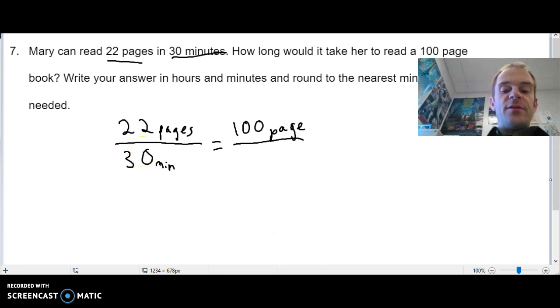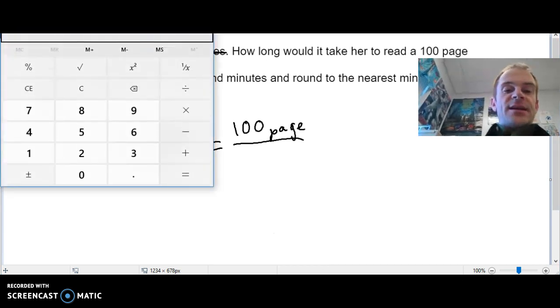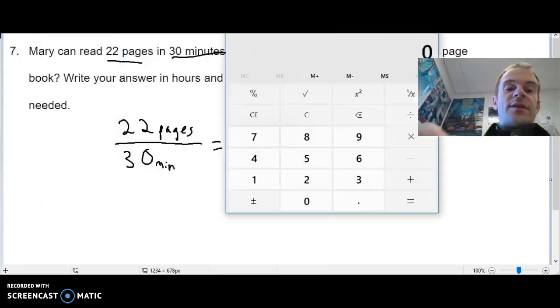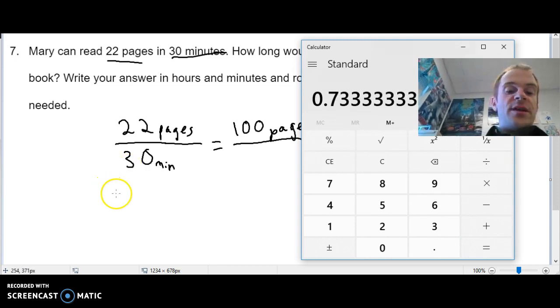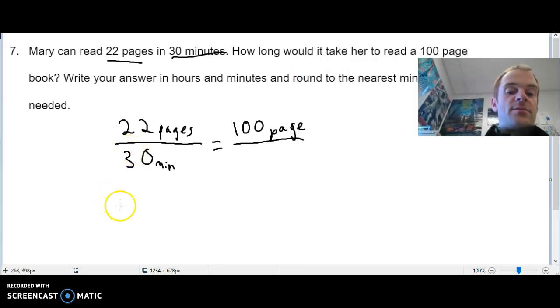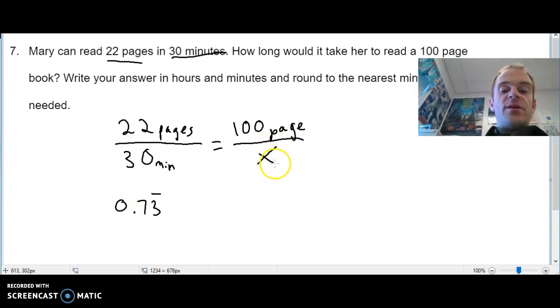So for example, if I pull up my handy dandy calculator here, I know that really what's going on is that 22 divided by 30 is equal to 0.73 repeating. So what I'm really trying to do is find what number needs to go on the bottom to make 100 divided by that number equal 0.73 repeating.